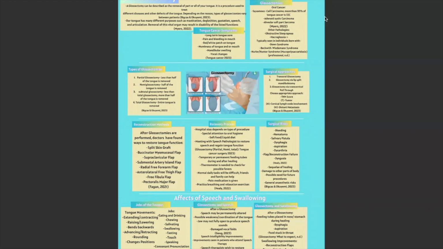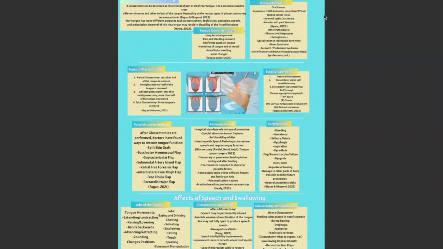With every surgery, there is a recovery process and there are surgical risks involved. Hospital stay depends on the type of procedure that one may get. For example, a patient who has had a glossectomy via lip split mandibulotomy for a total glossectomy would obviously stay longer than a patient who has had a successful transoral glossectomy for a partial glossectomy.